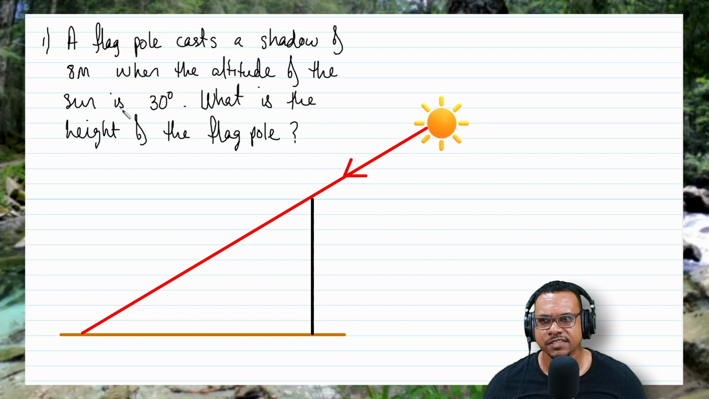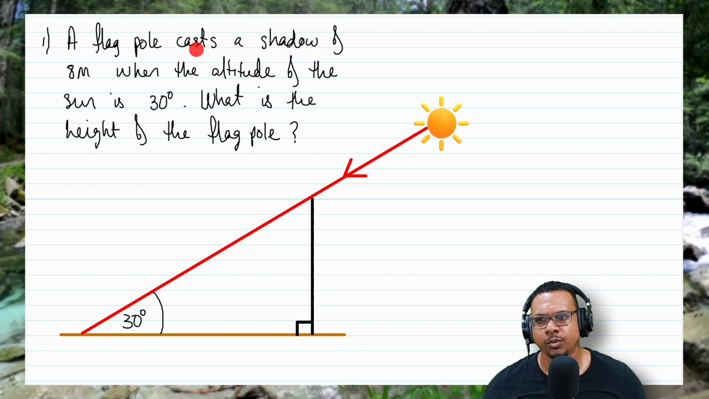And now the altitude of the sun is 30 degrees, so that's the angle of elevation of the sun. So from the horizontal line going up, that angle formed would be the angle of elevation. So that would be 30 degrees here. Now, seeing that this is horizontal ground and our flagpole is assumed to be vertical, it will form a 90-degree angle right here.